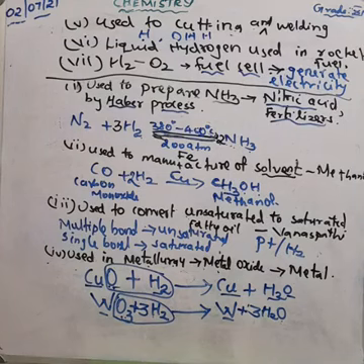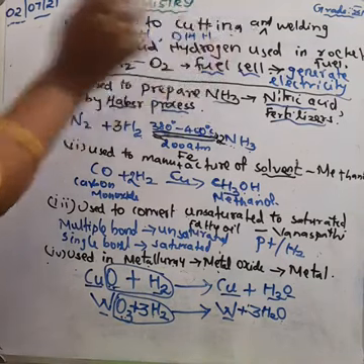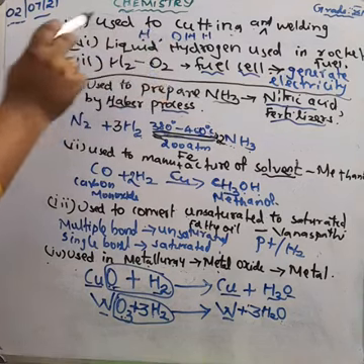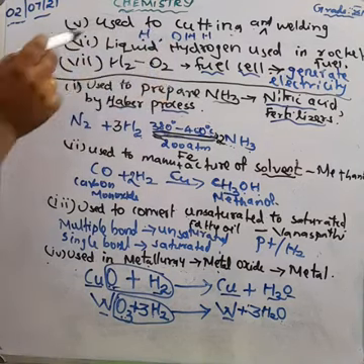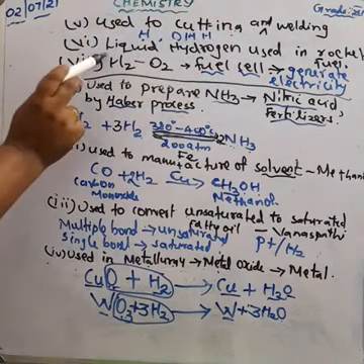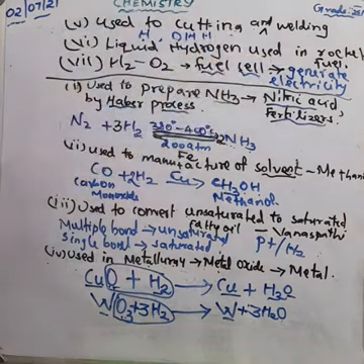What is the fifth use? It is used for cutting and welding of metal. Atomic hydrogen and oxyhydrogen torches are used for cutting and welding of metals. What is the sixth use? Liquid hydrogen is used as the rocket fuel.